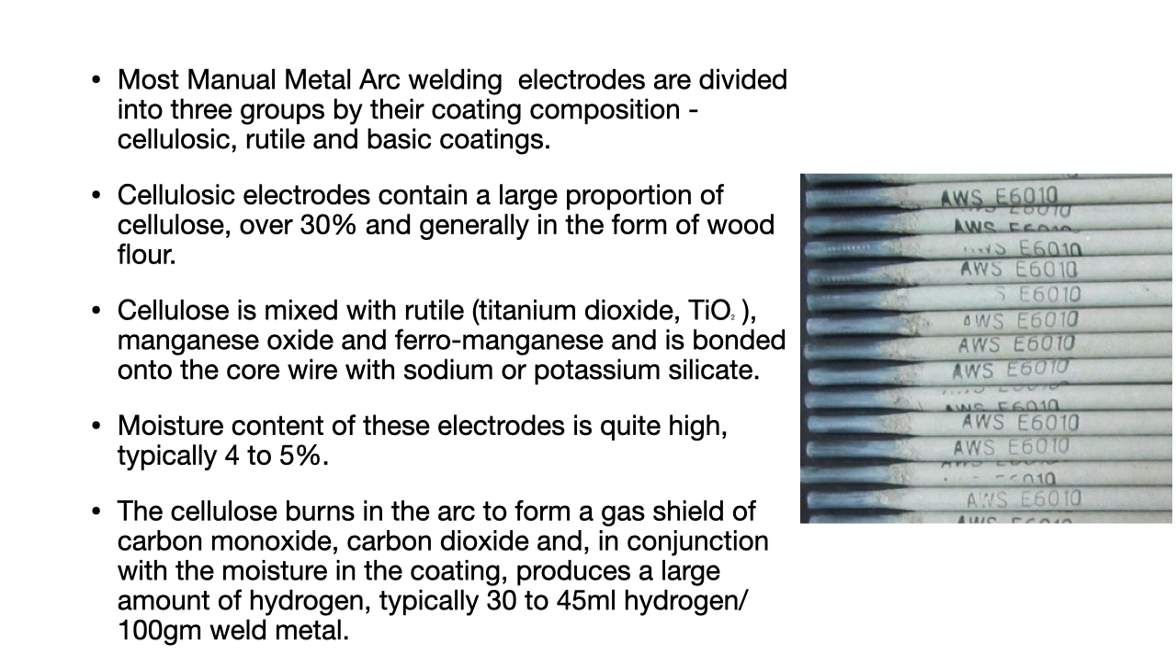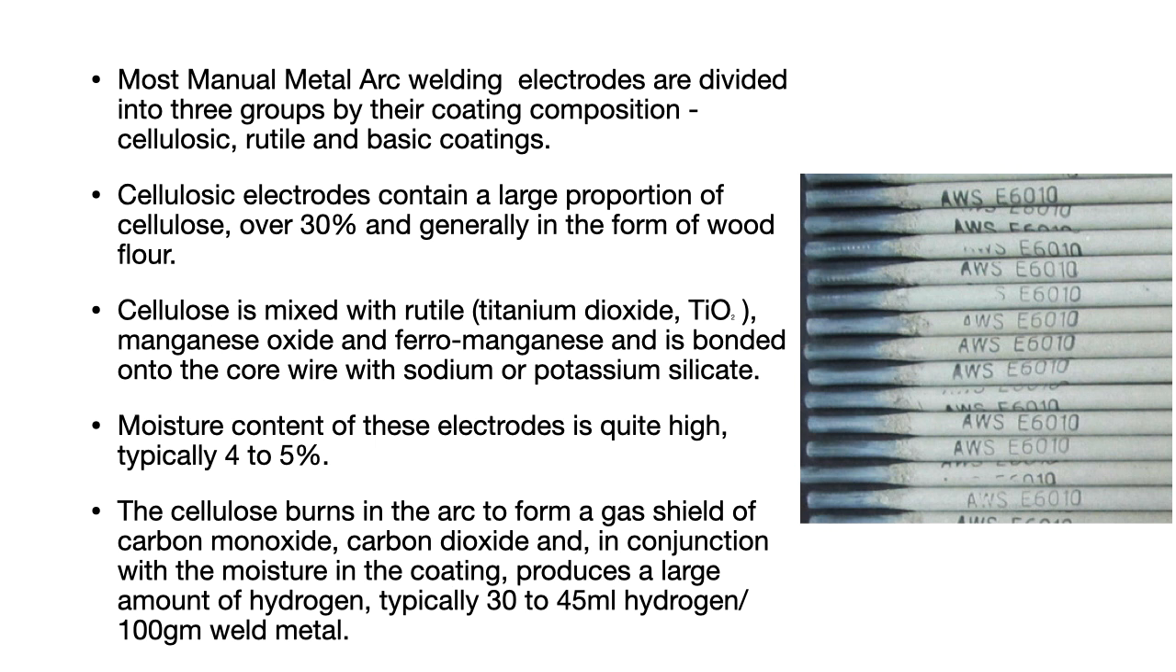I will tell you why cellulose electrodes are used. The cellulose electrodes also contain a certain amount of TiO2, manganese oxide and ferromanganese, and basically it is pasted or fixed onto the core wire using binders. These binders can either be sodium binder or potassium binder. Since these are derived from organic wood flour, they have a high moisture content, very high, like 4 to 5%.